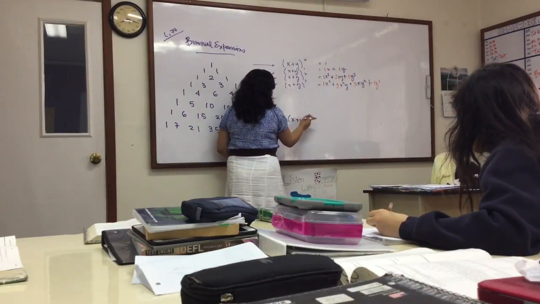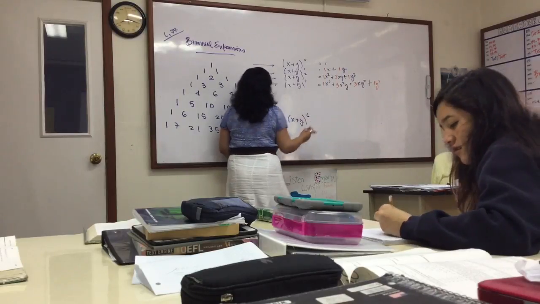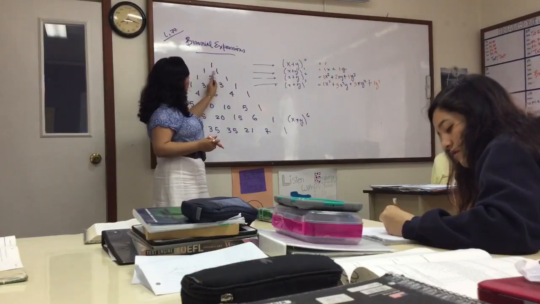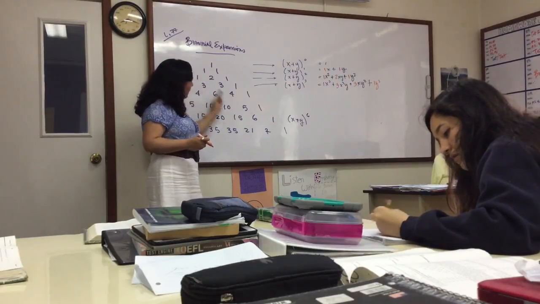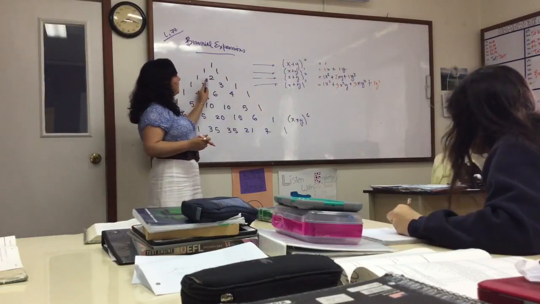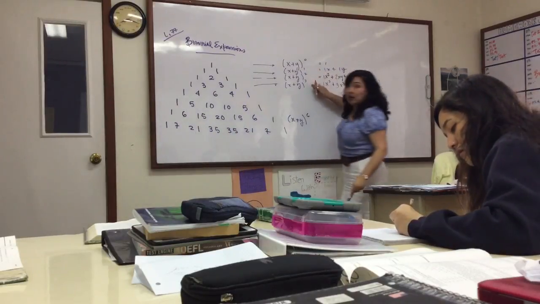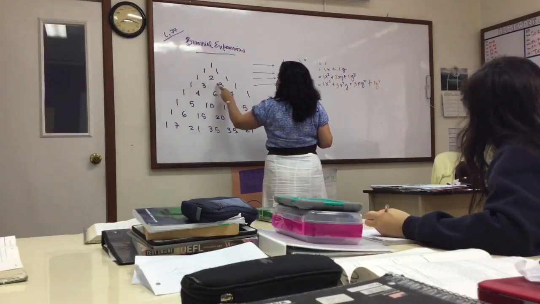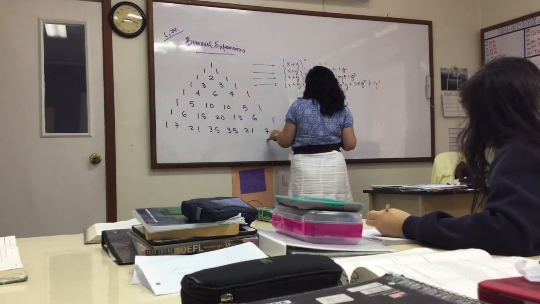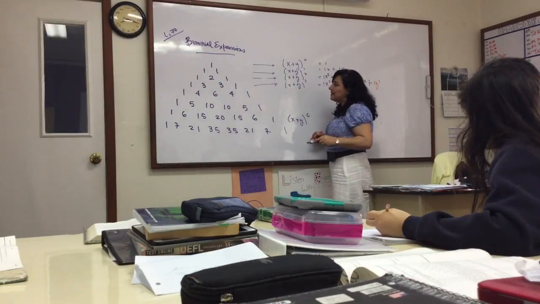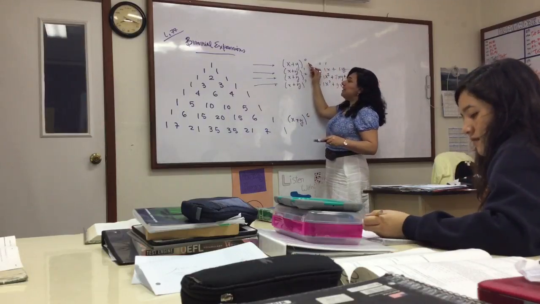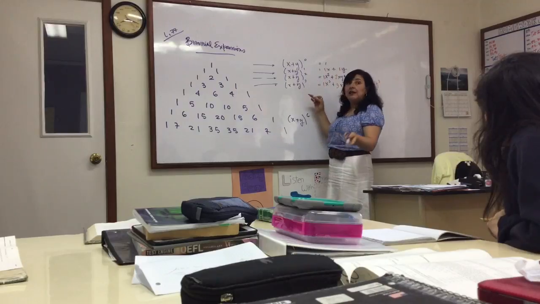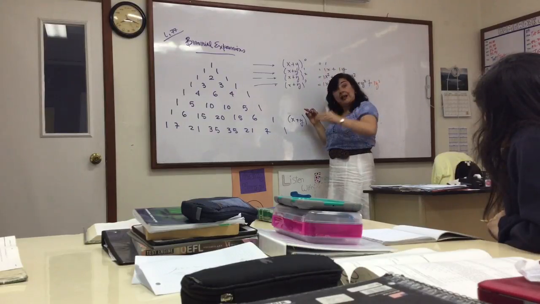x plus y to the 6. Now, hold on. Notice that this one in the second row is the number that tells you the exponent, right? So this is to the 1, to the 2, to the 3, to the 4, to the 5, to the 6, to the 7, okay? And if it's to the 0, you have one number. If it's to the 1, you have two numbers. If it's to the 2, you have three numbers, and so on.